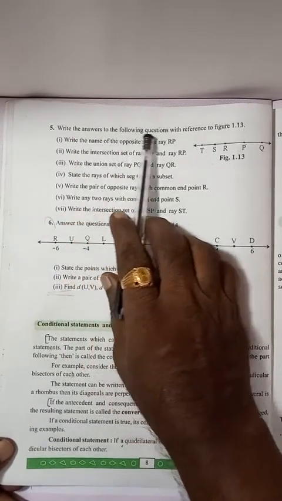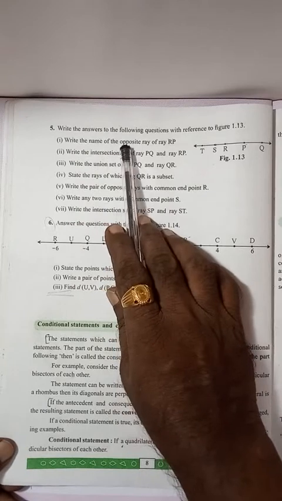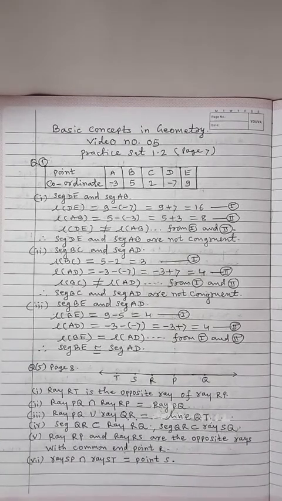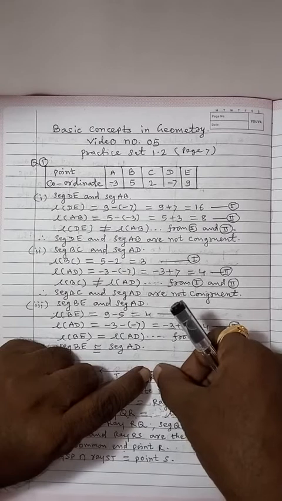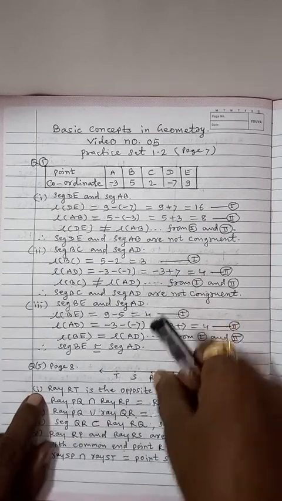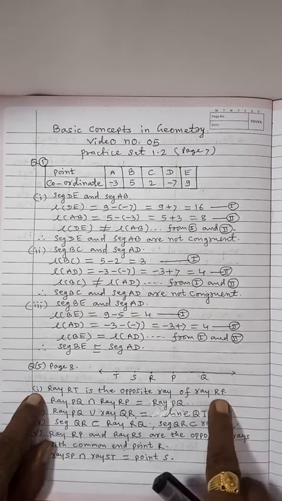Write the answers to the following questions with given reference to the figure. Okay, question number 1: write the name of the opposite ray of ray RP. Here is the figure. We have to write the name of the ray which is opposite of ray RP. This side is ray RP, the opposite ray will be ray RS or ray RT. So here is the answer: ray RT is the opposite ray of ray RP.